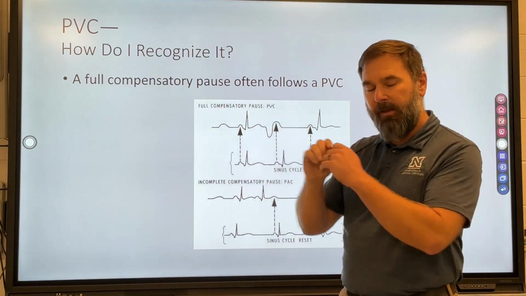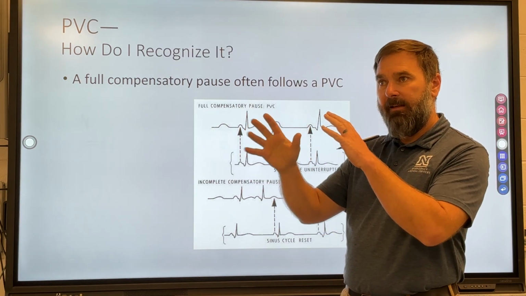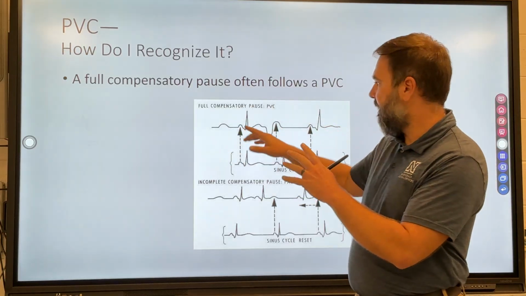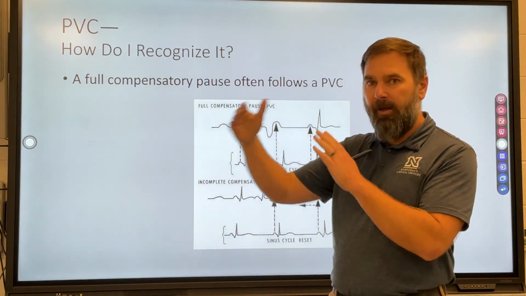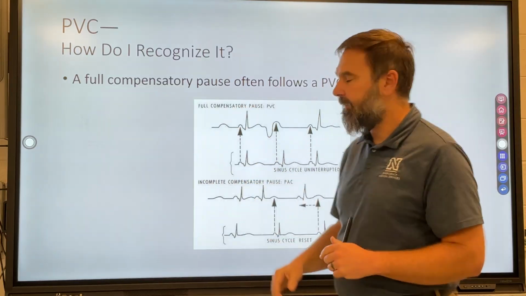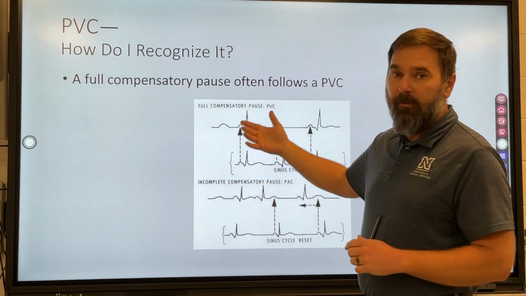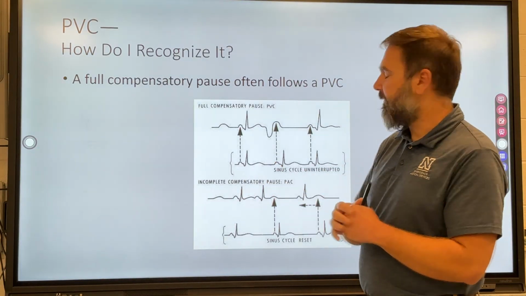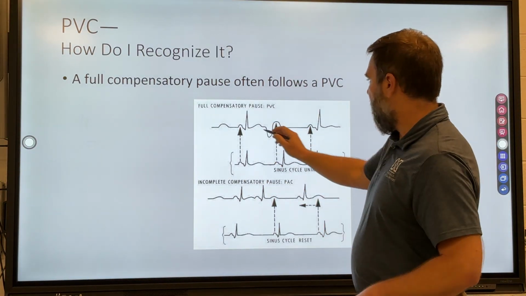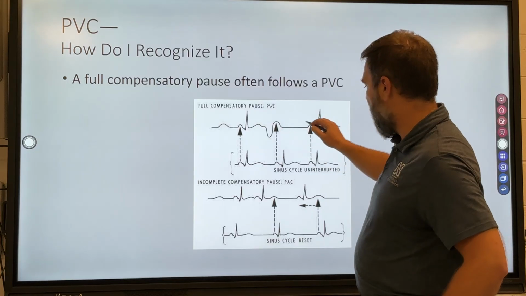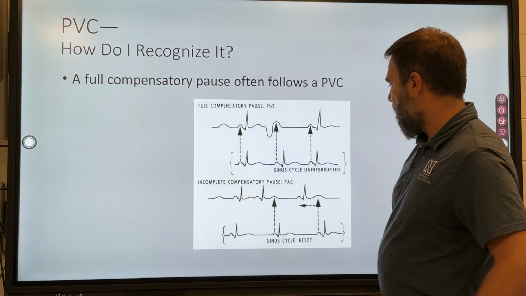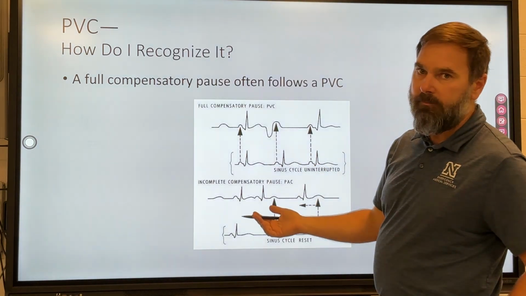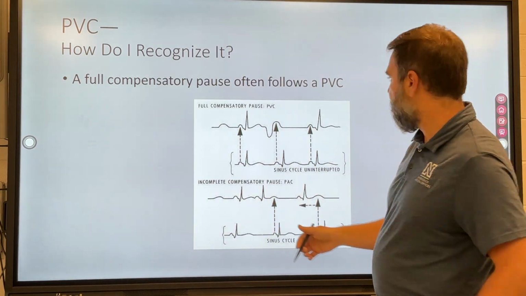It sends a signal out. So now, even though it's early, the heart's having to go back through repolarization. And then it's basically waiting for the next cycle from the SA node or the underlying rhythm, in this case sinus. It's waiting for its next impulse from the SA node. So you may see a prolonged difference between the PVC and the next complex.